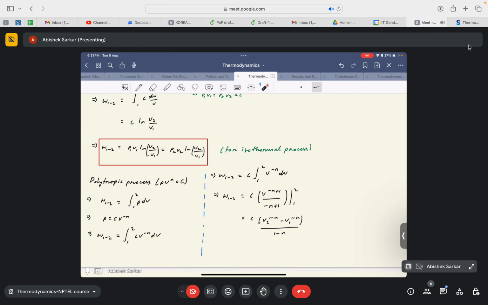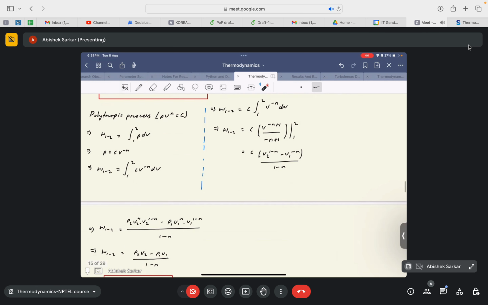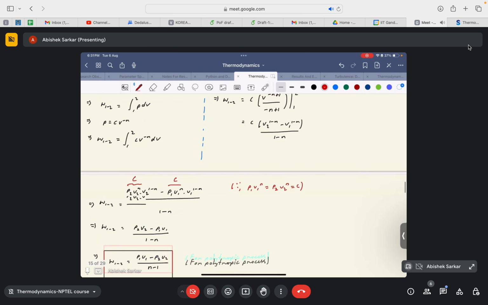Now we substitute the value of C. For V2 we can substitute C as P2 V2 to the power n. For V1 we can substitute C as P1 V1 to the power n, because P1 V1 to the power n equal to P2 V2 to the power n equal to constant. This is just a mathematical modification done to simplify the equation even further.